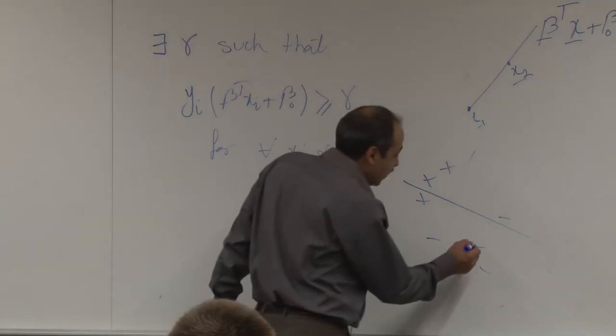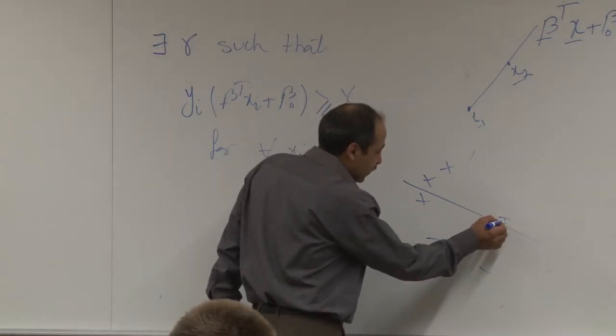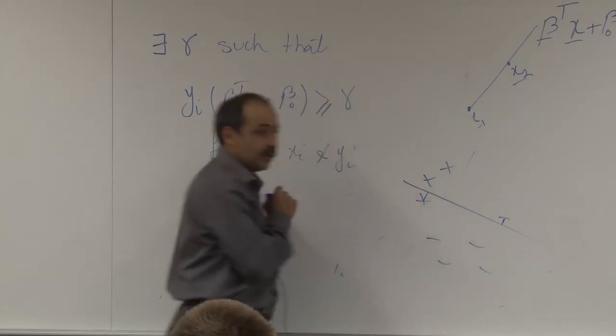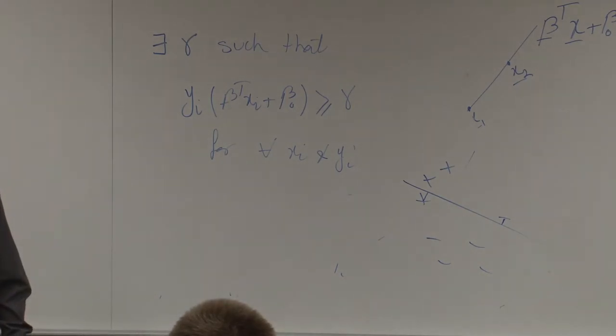I can compute my cost. My cost is that some points have been misclassified. This point is misclassified, so the distance of this point to the line, and the distance of this point to the line, I add them up. This is my cost function. I want to make it smaller.